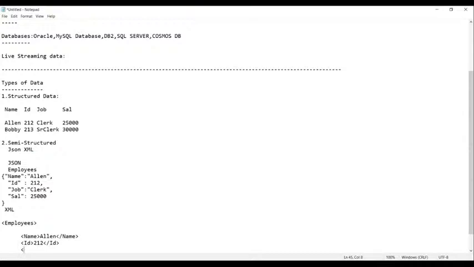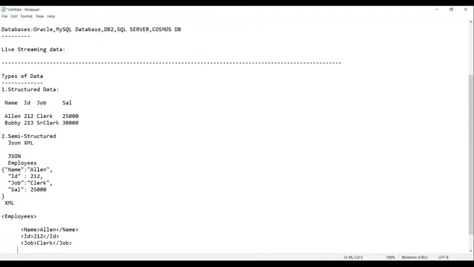Job. Yes, job. So use the job here. And then we have the job as what? Clerk. Here there will be no data kept in semicolons or double quotes or single quotes. Directly the data is written like this: Clerk. And now again the closing tag, which is the job itself. Then we have salary, sal, and now close it. I want 25,000.